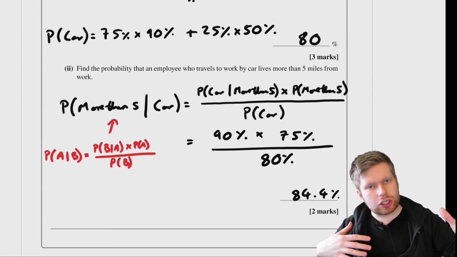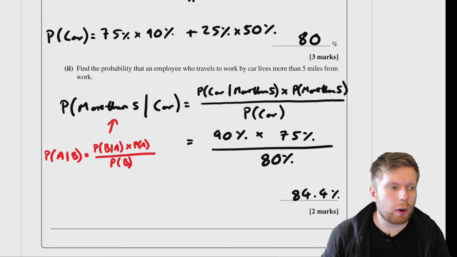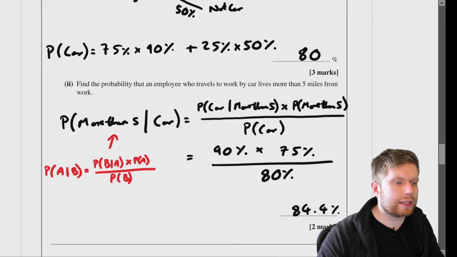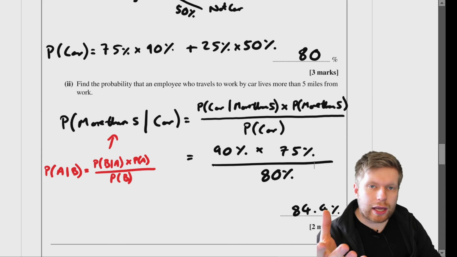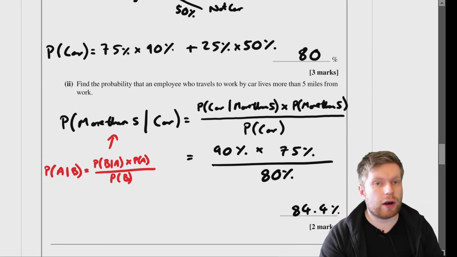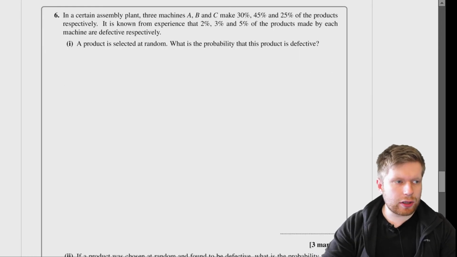In which case the scaffolding is just breaking the question down to make it easier for you. But it is totally possible just to say, given this information at the top, can you find the probability that an employee who travels to work by car lives more than 5 miles from work? It's not an extra issue, it's just that you don't have this already calculated, so you'll have to calculate it yourself. But it shouldn't be too much more difficult. All right, so let's have a look at the next question.